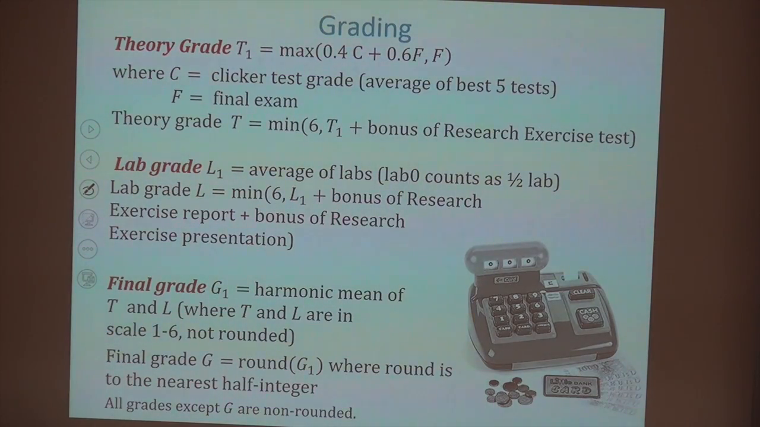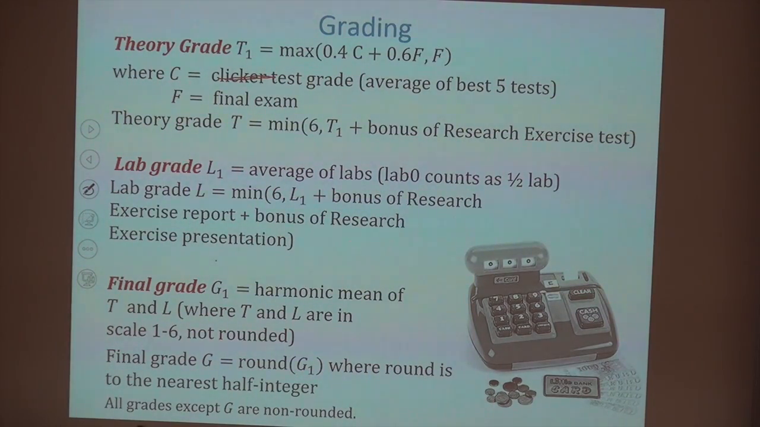The theory grade is made of the test. I wrote here clicker. That was the case last year. It's no longer a clicker test. And the exam. And whatever is best, if the exam is best, then that's the final grade. If your grade at the test is better than your exam grade, then it will be a weight of 40%. If you have a research exercise test bonus, it will be added there.